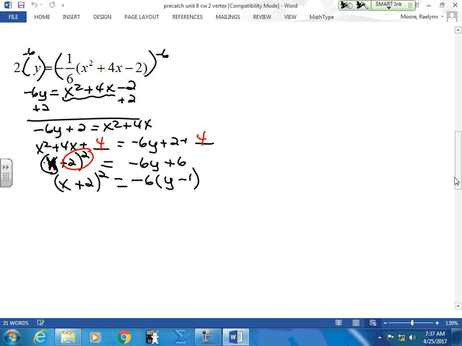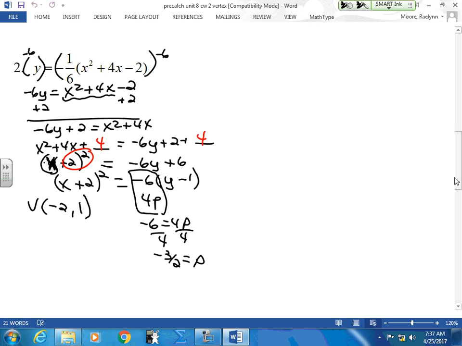So which way am I opening now? Down. Why? P is negative. So this is 4P right here. Let's find out what P is. Just reduce it. Keep it as a fraction. It's easier to do when you're trying to get your points. Okay, so it's a negative, so we're opening down. What's my vertex? 1. Good. Take them out the opposite. The x guy comes first. No matter which side it's on, the x always comes first.